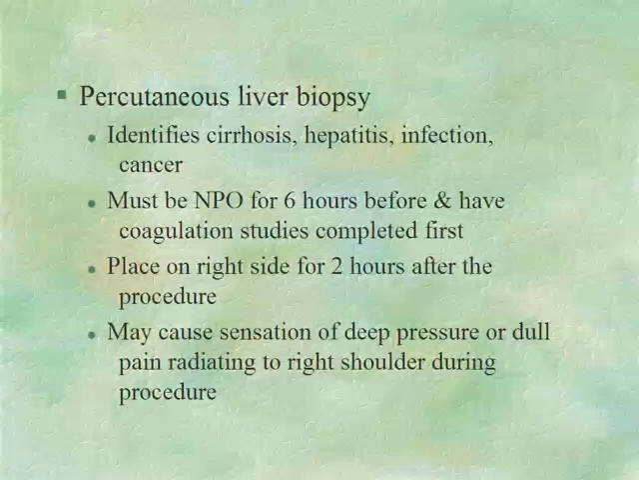After the test, they must be placed on their right side for 2 hours. Why? Well, hopefully you said that it provides pressure over the surgical site to prevent hemorrhage. Other possible complications might be infection and peritonitis, particularly if by chance they puncture the gallbladder. It may cause a sensation of deep pressure or dull pain radiating to the right shoulder during the procedure. This is usually done in radiology under fluoroscopy or CT scan. It can be done at the bedside, but they need to go to the department for image guidance to make sure they're doing it in the right place.